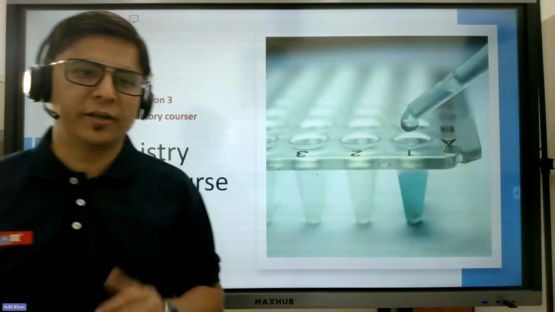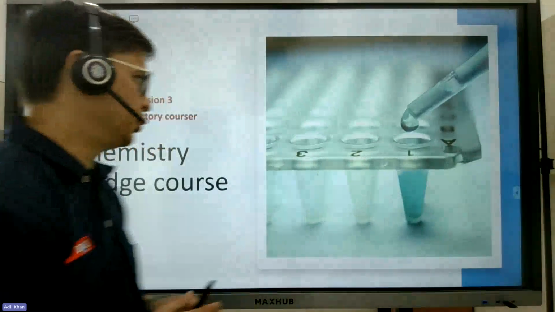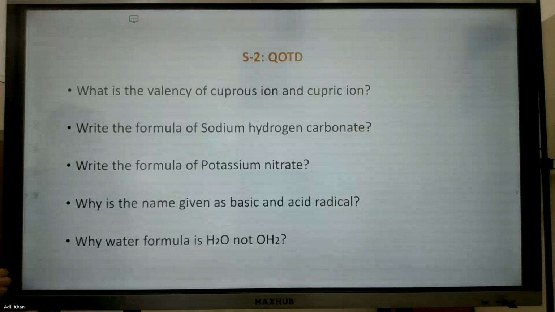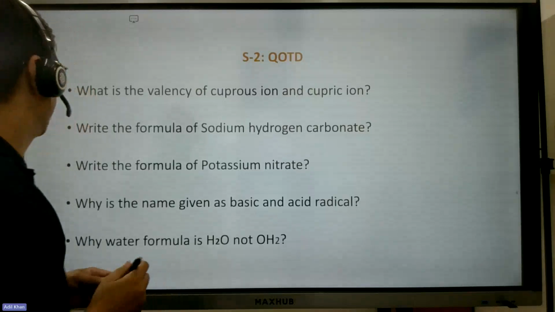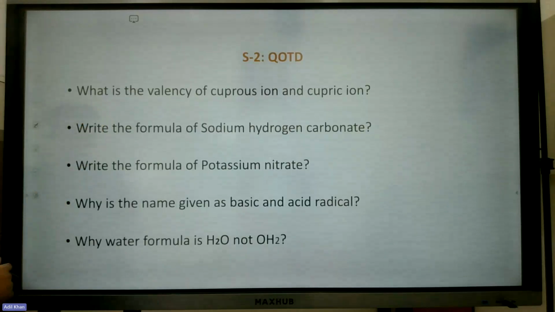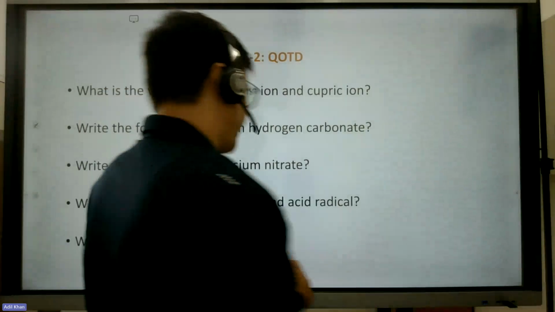Before we move inside session number 3, let's start with the question of the day of session number 2, and first, let's answer that. Session 2 question of the day. The very first question: what is the valency of the cuprous and the cupric ion?